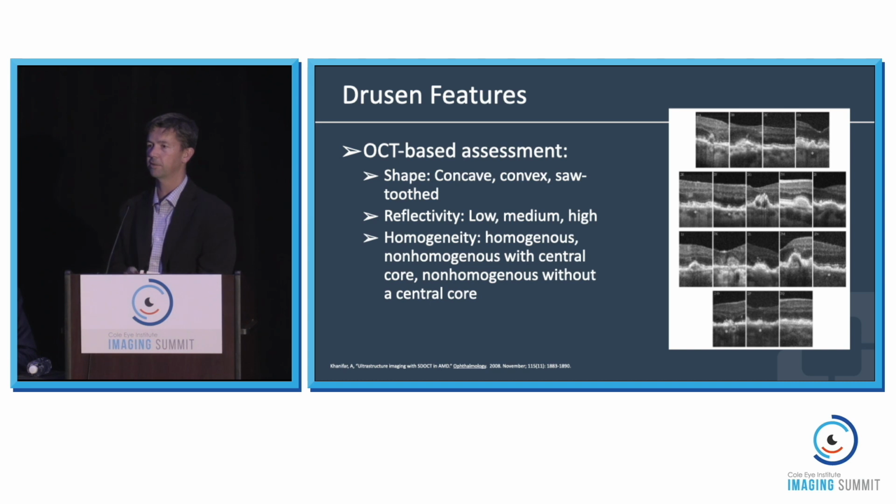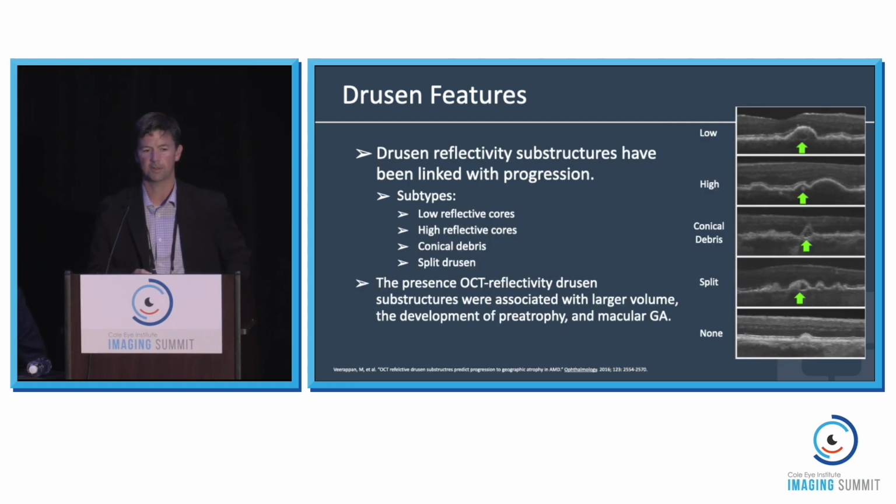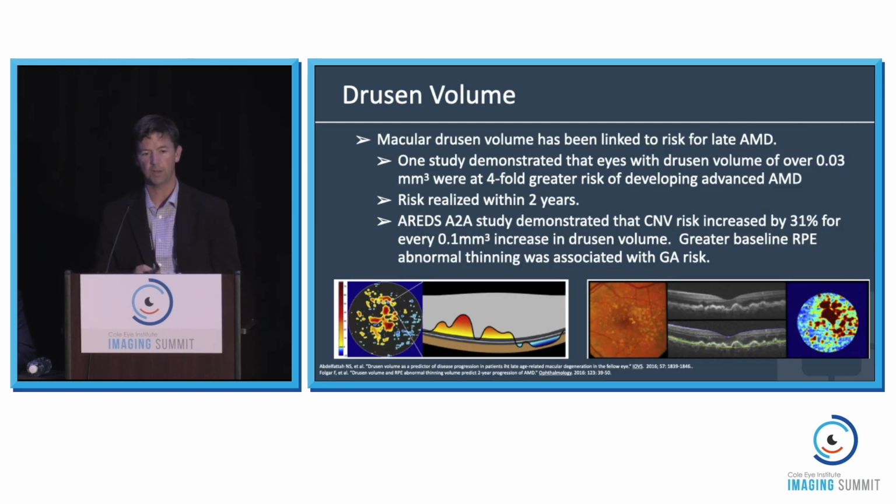Cindy Toth and the group at Duke were some of the first to do research looking at drusen features and how these drusen features may change overall prognosis and risk for progression to atrophy over time. When we look at this, the drusen reflectivity of the substructure may be important. So, for example, hyperreflective drusen cores may be more at risk for progression to atrophy than those that don't have this hyperreflectivity, as well as overall drusen volume, which may be linked to progression as well.